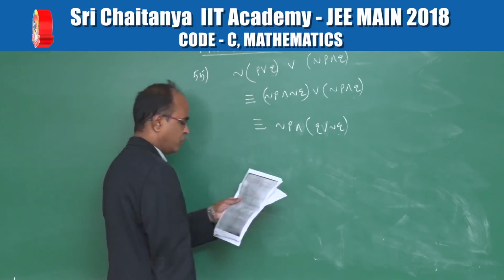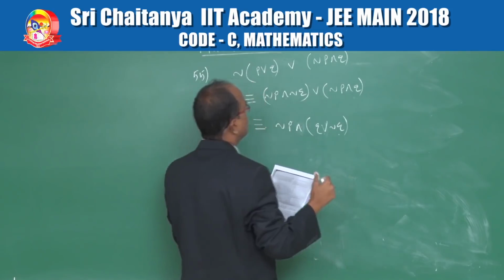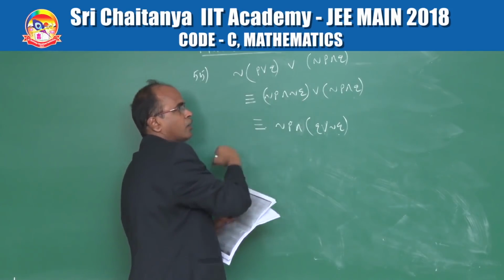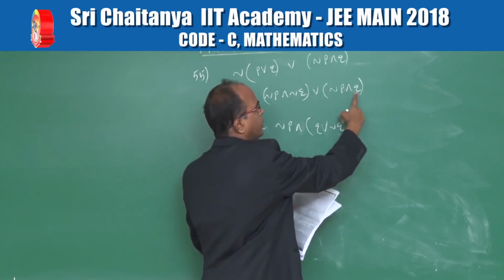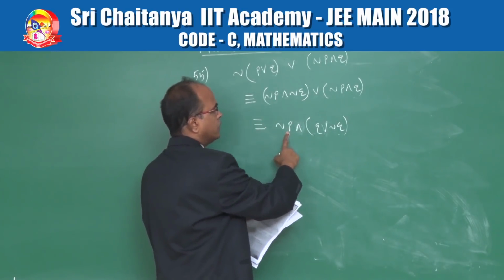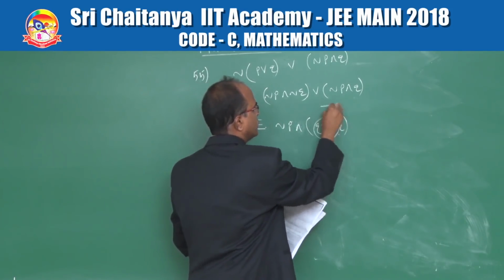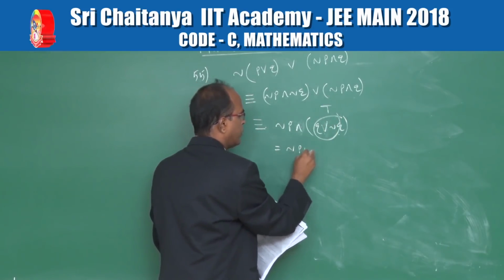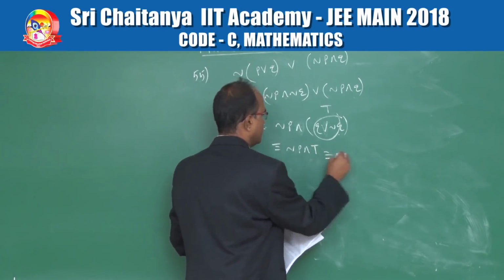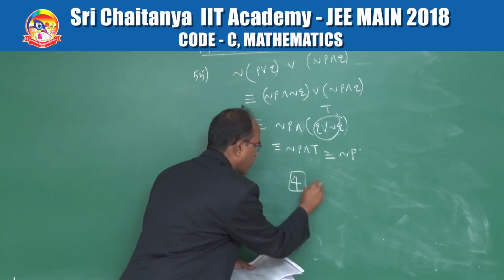We are asked to simplify the Boolean expression not of P or Q, or not P and Q. To simplify this, first we apply De Morgan's law. Not of P or Q is not P and not Q, or not P and Q, and by distributive law it simplifies to not P and, Q or not Q, and Q or not Q is always a tautology. Therefore this is not P and true, and therefore this simplifies to not P. Therefore the correct option is option 4.